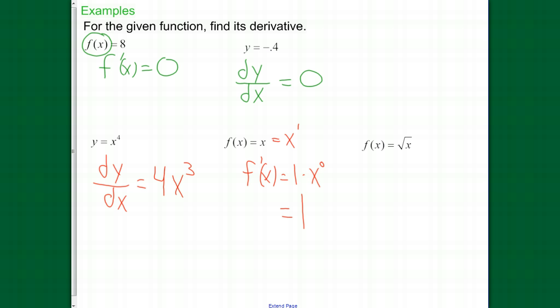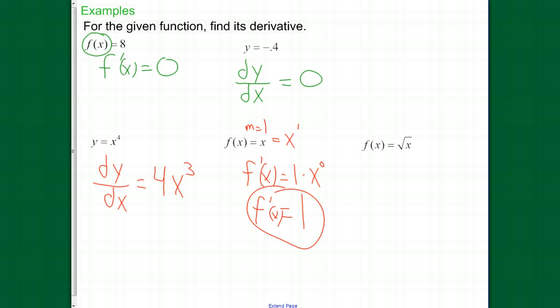Okay. Again, think about the definition of derivative. It's the slope of the tangent line. The slope of this line right here is 1. Okay. When you're taking a tangent to a line, it is the line. So the slope of this line is 1. The slope of the tangent line is 1. That means the derivative is 1.